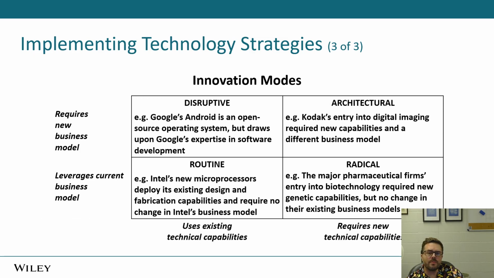Different innovation modes. Some of them can use the current business model, some of them require a new business model. Disruptive innovation requires a new business model, as we discussed. Architectural innovation does as well. They've got those as being slightly different. So disruptive innovation can use existing technical capabilities but requires a new business model. Architectural innovation requires both new capabilities and a new business model.